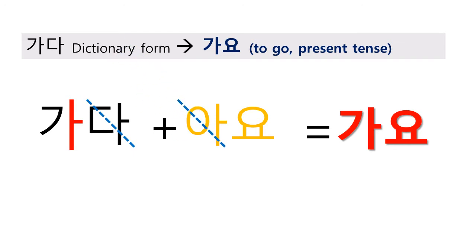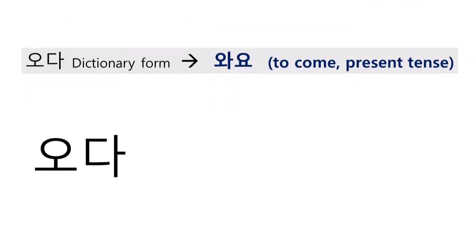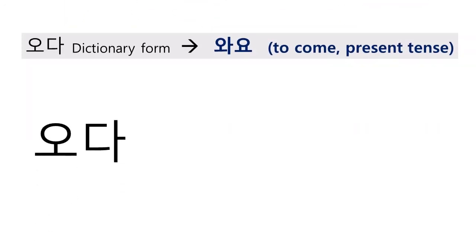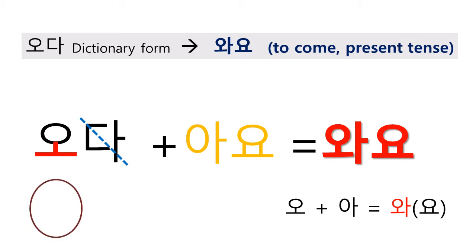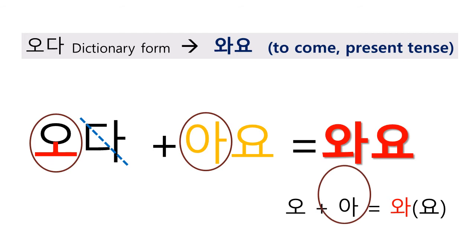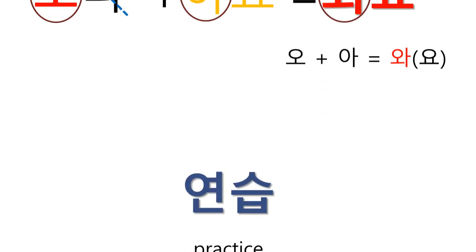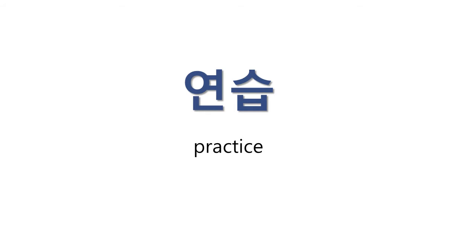Okay, so 가다 becomes 가요. What about oda? First we remove da, and then we look at the last vowel, which is an o, so we need to add ayo. Well, when we add o plus ayo, we need to put together the o and the a, and then o plus a becomes wa. So oda becomes wayo. All right, let's have some practice.